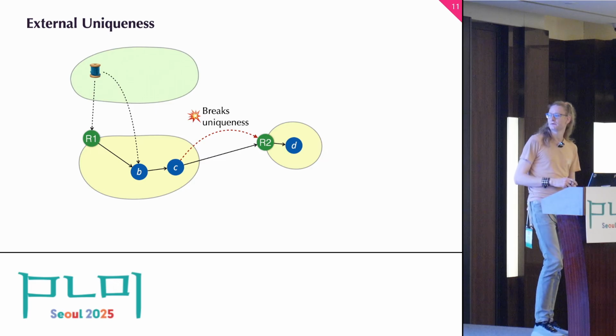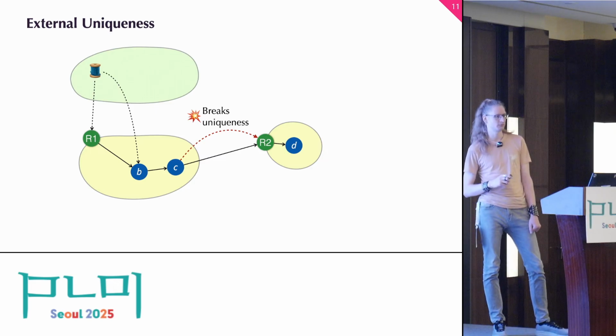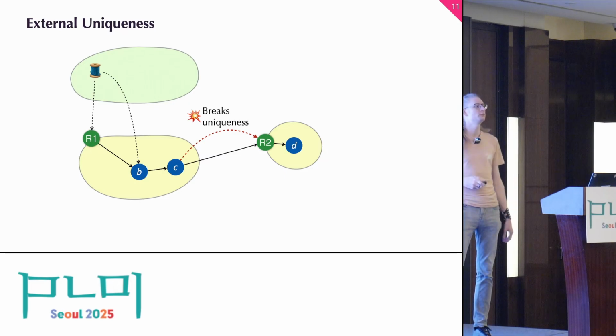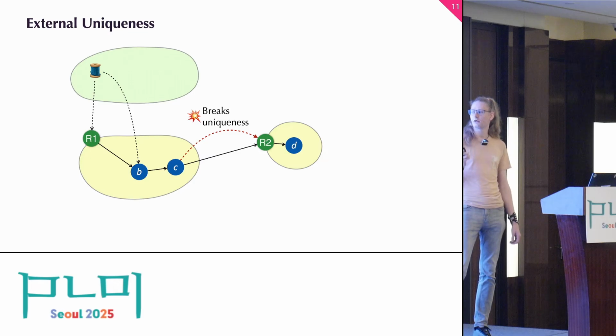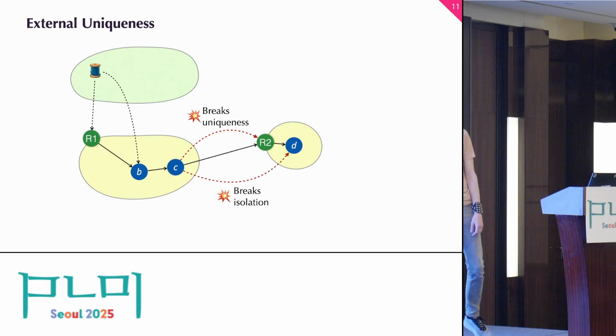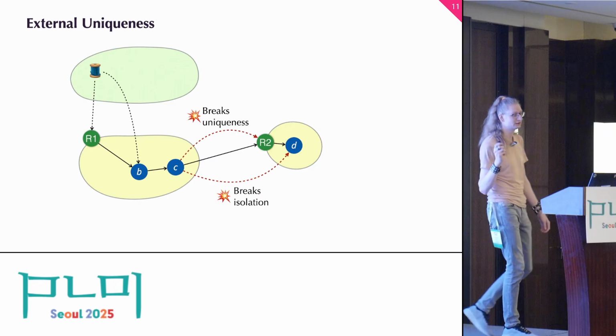Another restriction we have is that isolation cannot be broken. So I've mentioned that regions are isolated groups of mutable objects, and all references to these objects have to either be borrows or come from inside the region. It is not allowed to create a reference from our C object here to our D object.